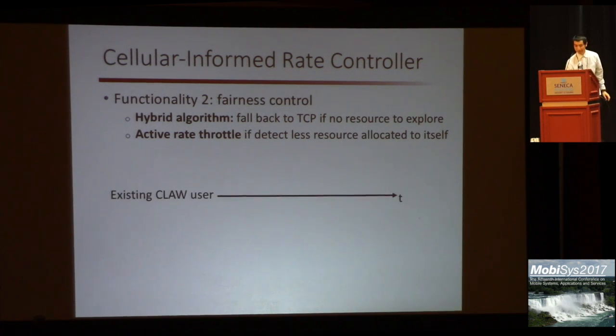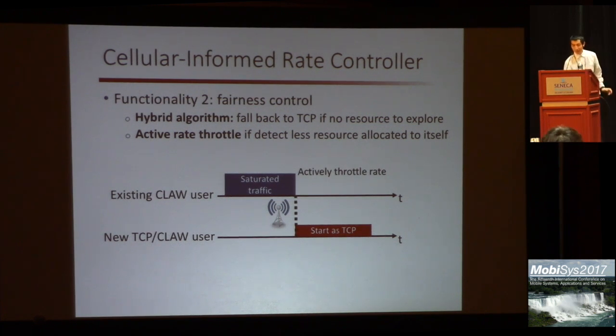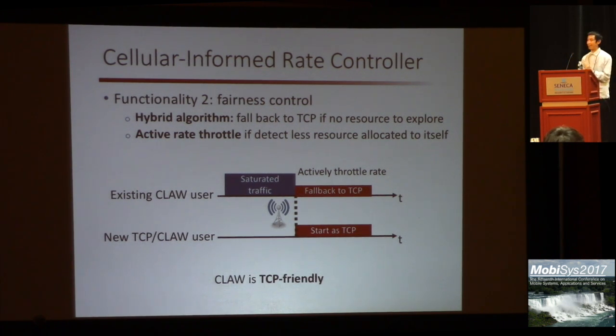avoid congestion. For example, if we already have a cellular link saturated by an existing flow, the new user joining this network will detect no available resource to explore, and then it will fall back to conventional TCP and perform conventional slow start. Meanwhile, the existing user will detect this amount of resource allocated to itself and actively throttle its rate, and then also fall back to conventional TCP. In this way, our algorithm is designed to be TCP friendly.